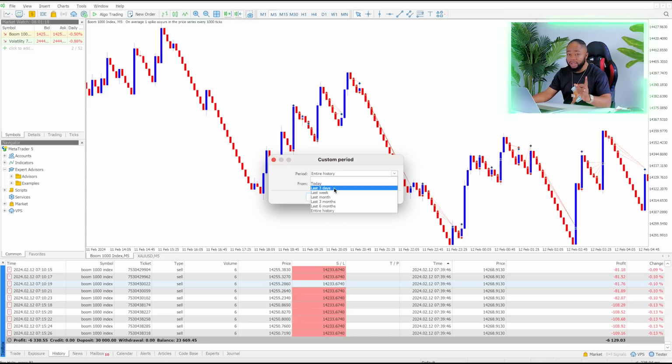Or last 3 days, because I started, remember, another thing with Boom and Crash is you can trade it even on Saturdays and Sundays. That's the funniest thing. The market is open 24/7. You can trade this even on Saturdays and Sundays.